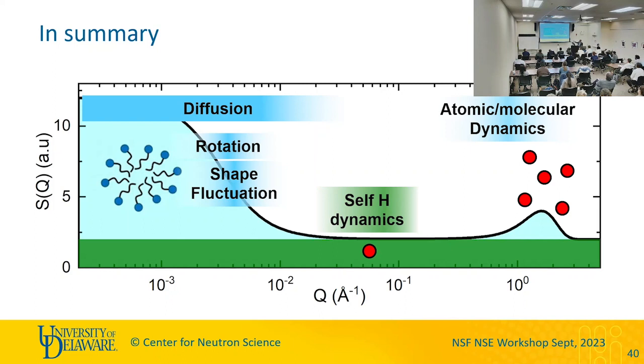And eventually, if you are doing molecular glasses and you look at this peak, you start seeing molecular and atomic correlations. Okay? So that's something that you really need to have in the back of your mind when you do an experiment, to understand what kind of dynamic information you are obtaining.